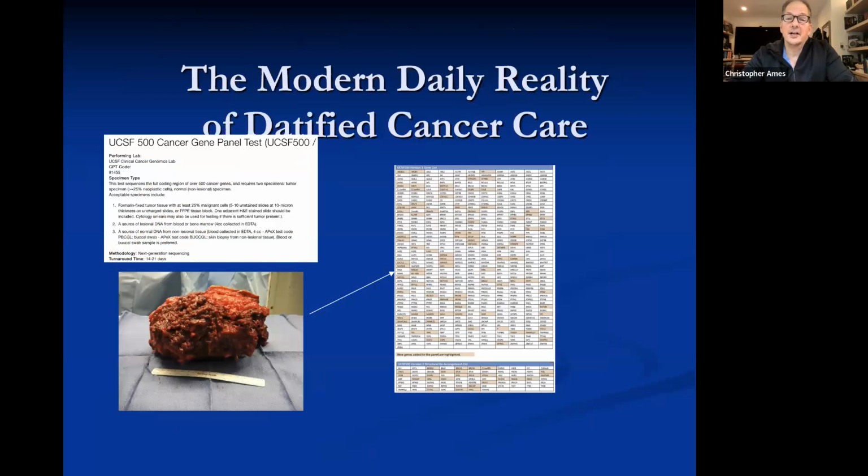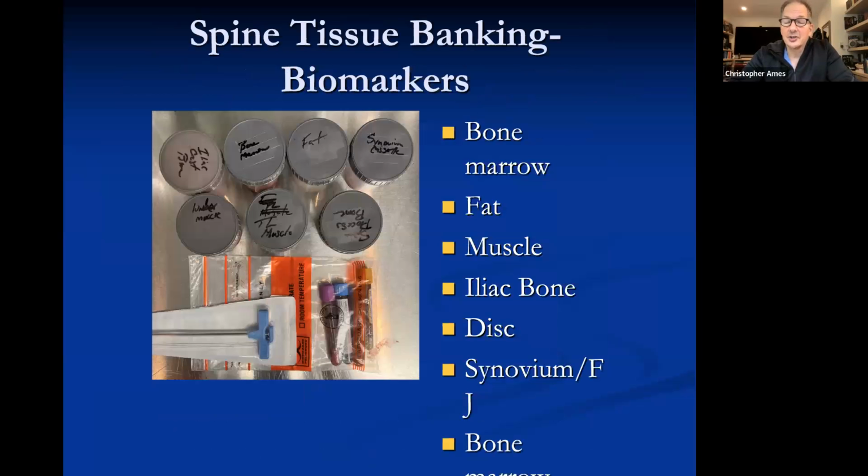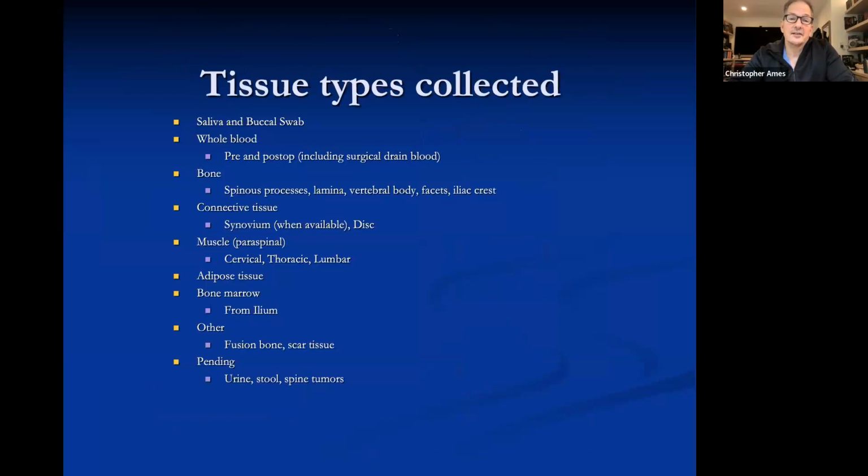Just like tumor work has now become essentially genetics, we are now doing tissue harvesting at our surgeries. We're building a large spinal tissue bank in the United States, and in collaboration with the European Spine Study Group. At every surgery now, we're collecting all these tissues: saliva, whole blood, bone, bone marrow aspirate, muscle, adipose tissue, and then even fusion bone, scar tissue, urine, stool for the microbiome.